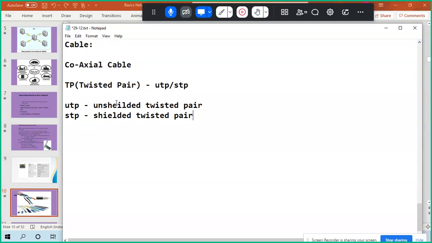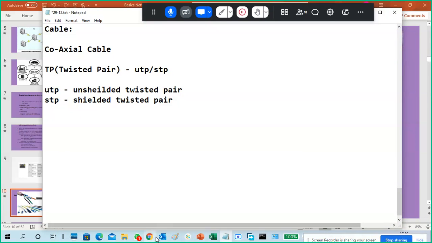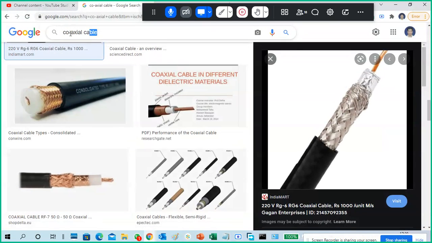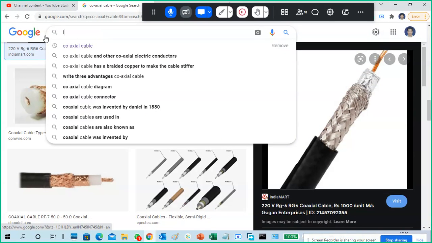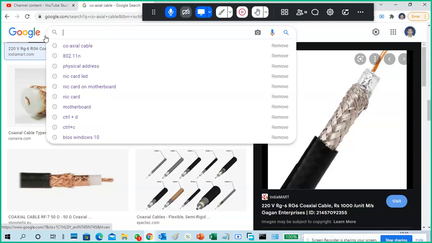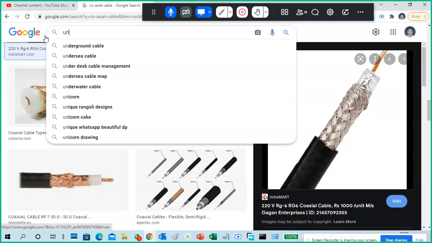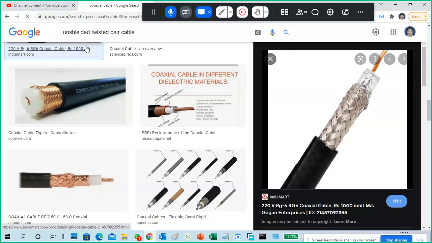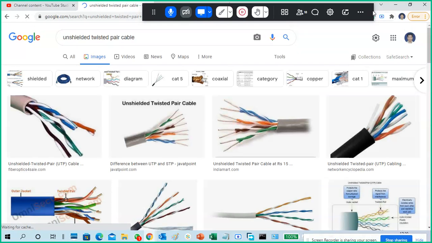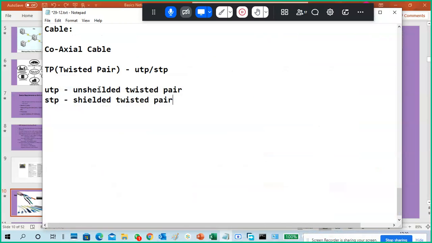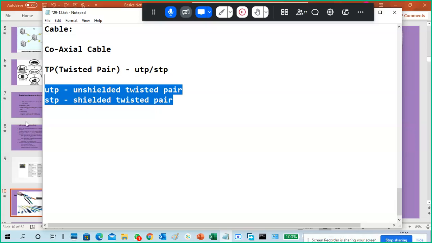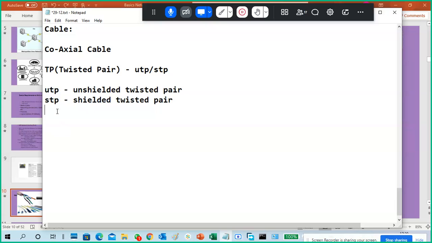Okay, there is a small mistake here. Let me go to the spelling. The second time I typed it correctly: unshielded twisted pair cable, shielded twisted pair cable.